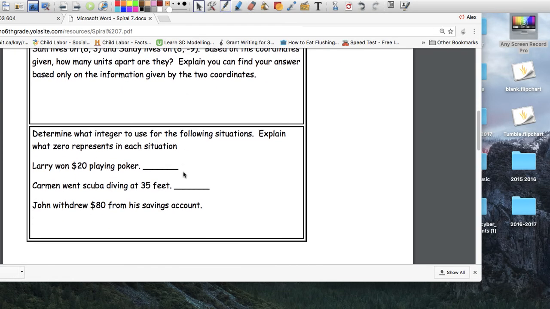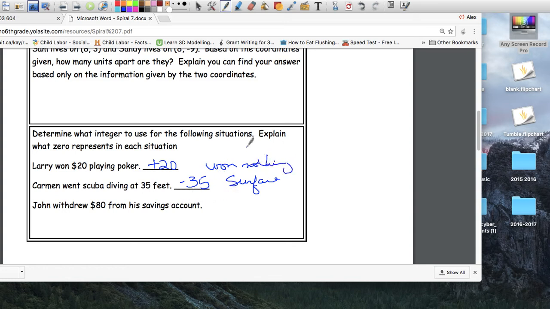Determine what integer to use. Explain what 0 means. Larry won $20 playing poker. Plus 20, he won. 0 means he won nothing. Carmen went scuba diving at 35 feet, negative 35, and 0 would be the surface of the water. I'll write surface of the water. Here, 0 means nothing. Sometimes that's not as bad as you think it is.